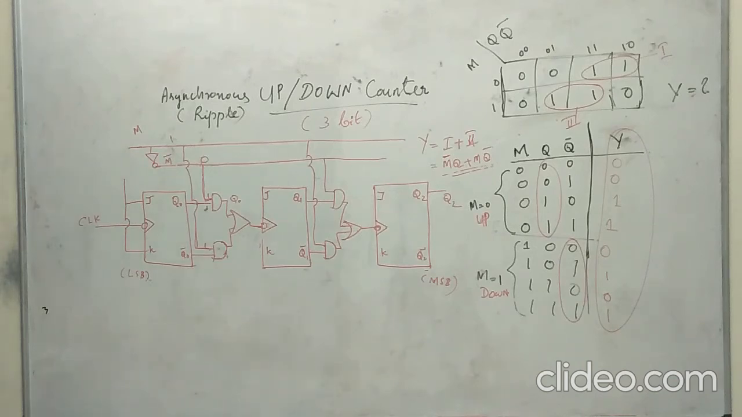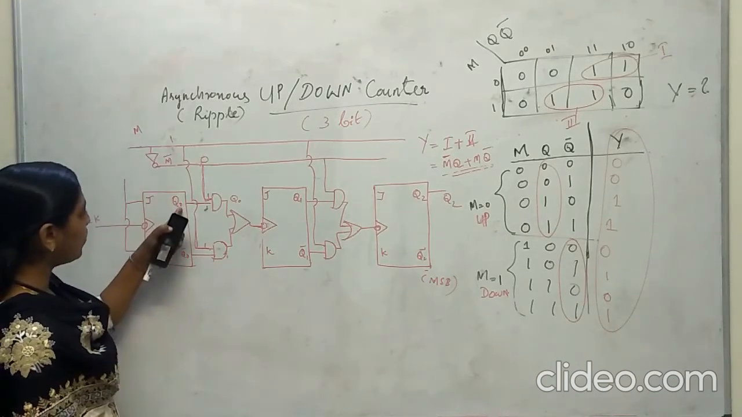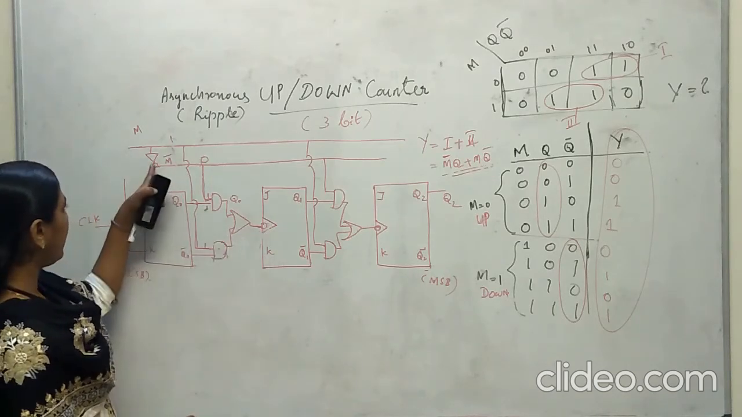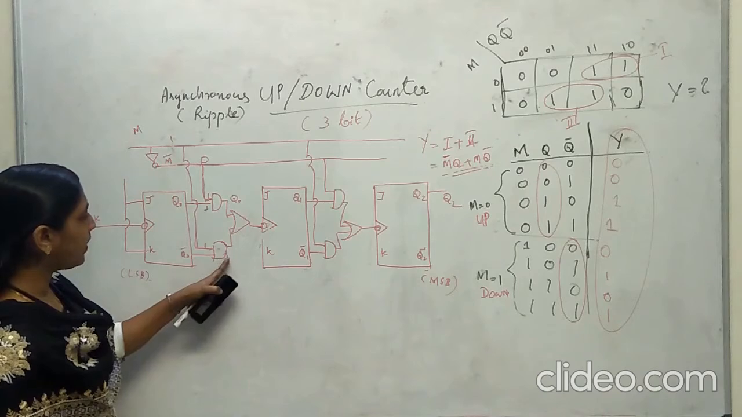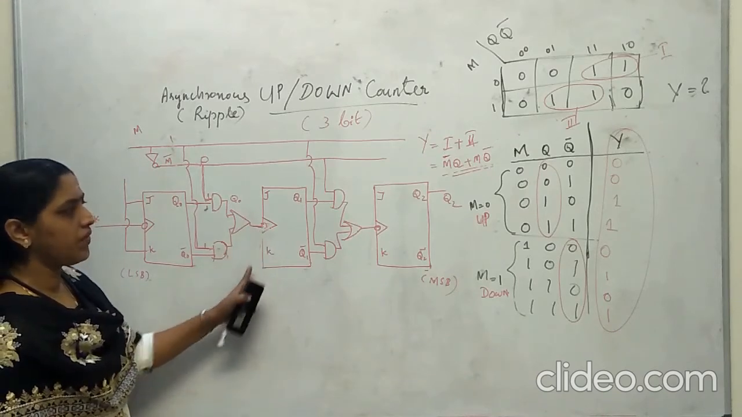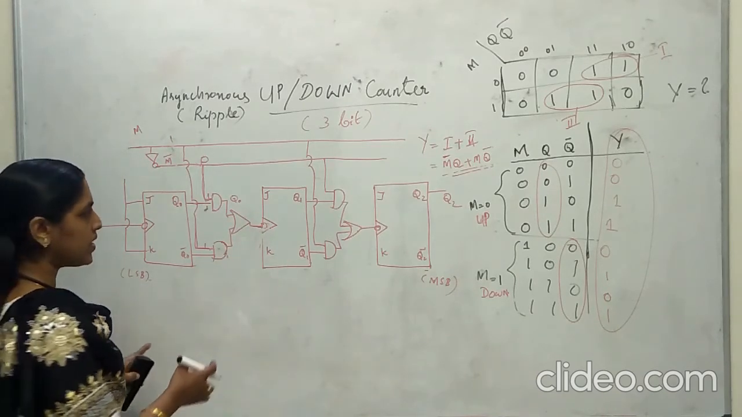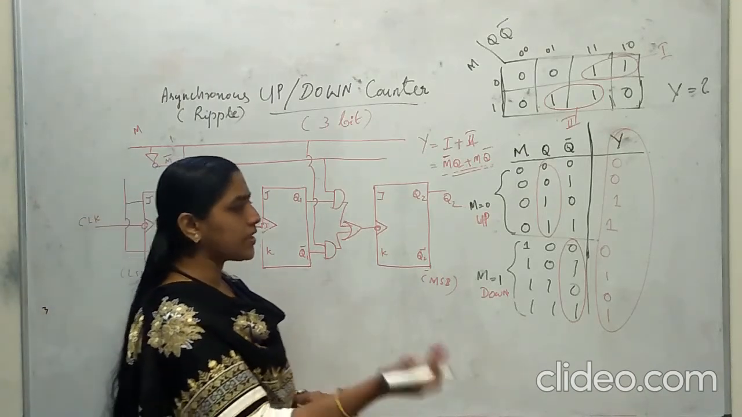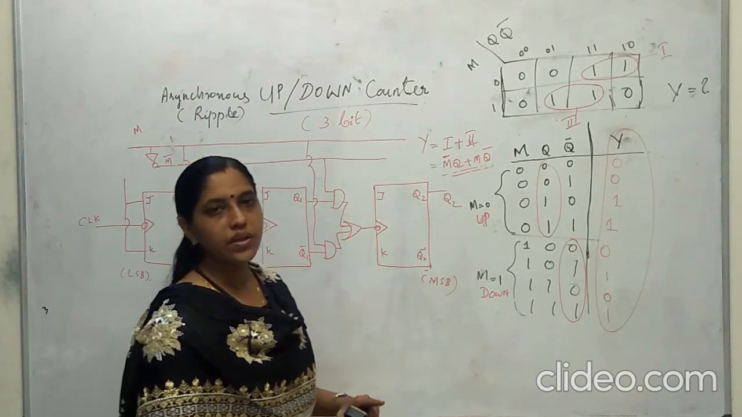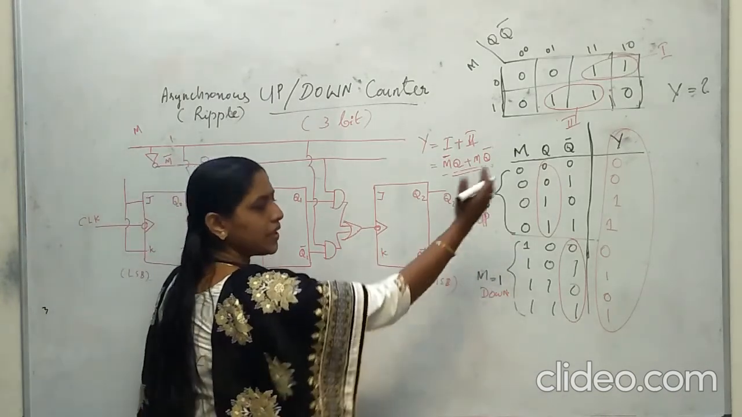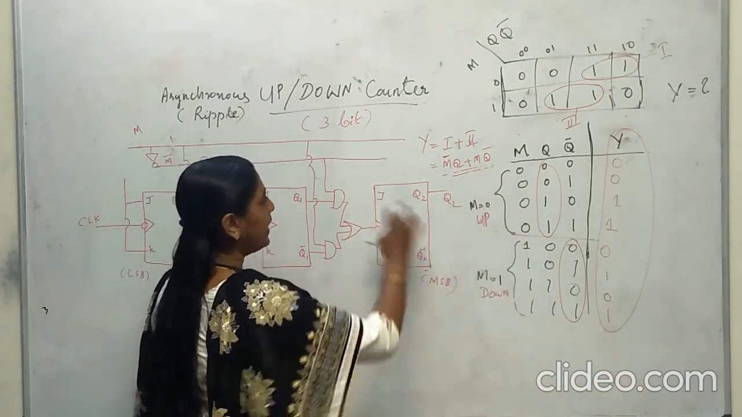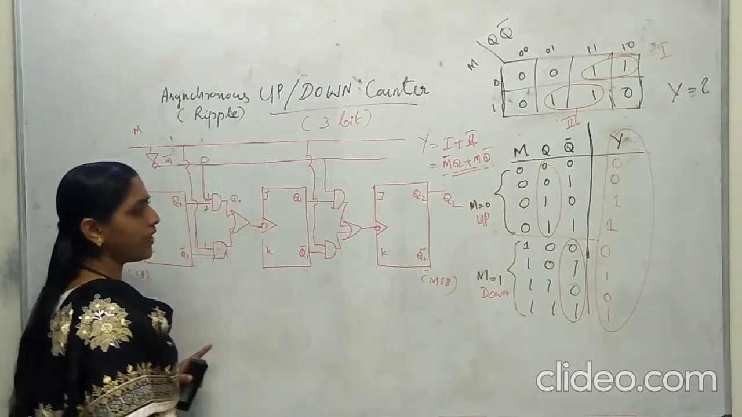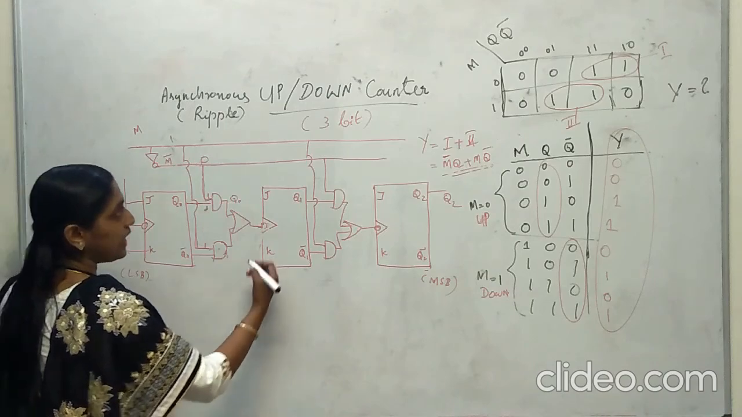So whenever the input M is equal to 1, Q0 will be connected here, so it will work like an up counter. When M is equal to 0, Q bar will be connected to the clock input, so it will work like a down counter. So this is how we can design an up-down 3-bit counter. Suppose you want to extend it to a 4-bit counter, what can you do? You can add one more flip-flop, Q3, and repeat the same circuitry there also. Okay, so this is how we are designing a 3-bit up-down counter.